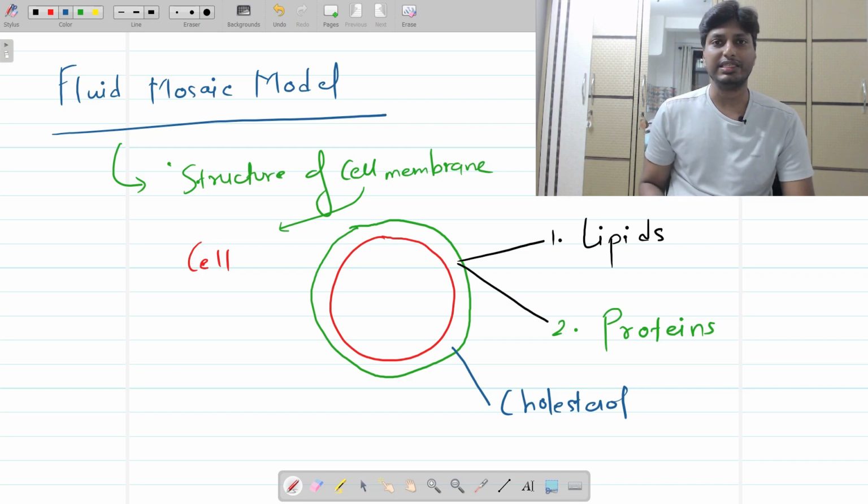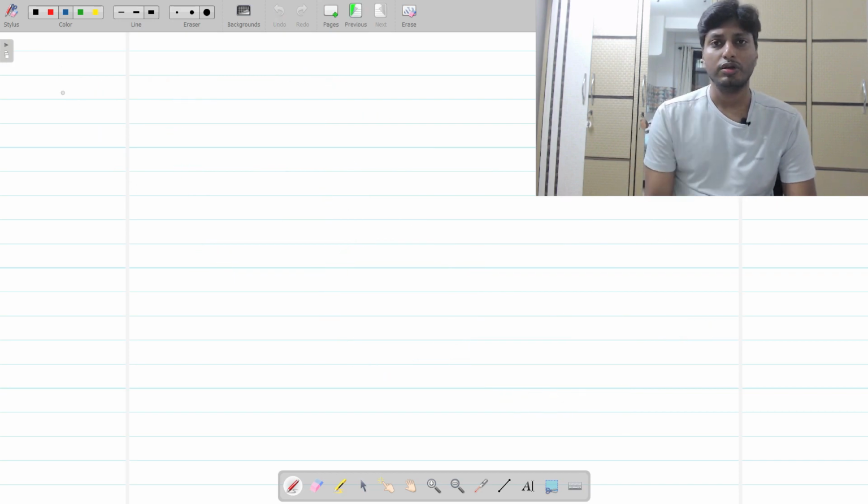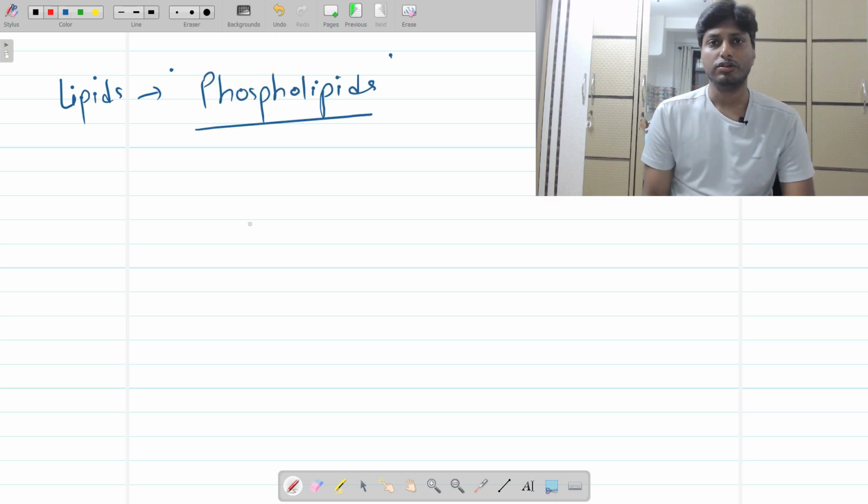Now chiefly we can say that the cell membrane is mainly made up of lipids plus proteins and some amount of cholesterol. Whenever we talk about lipids, these are majorly the phospholipids which are present in the cell membrane. So what do we understand by phospholipid? A phospholipid is majorly made up of two main groups.